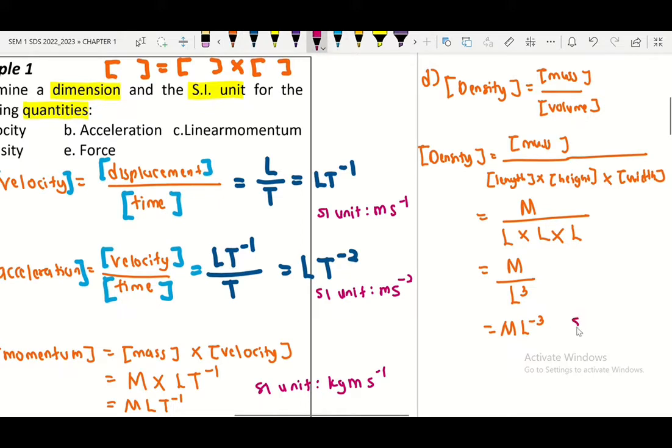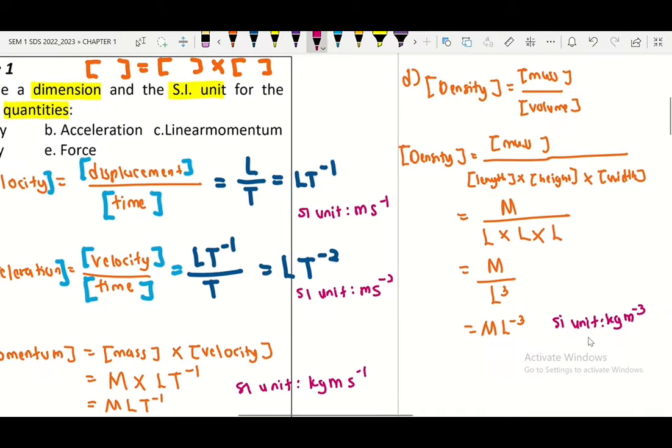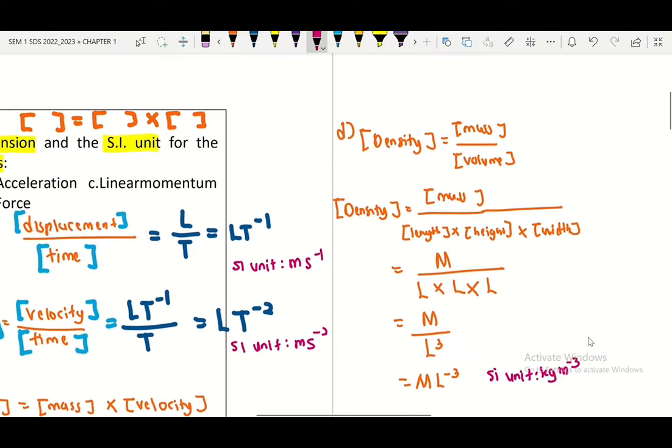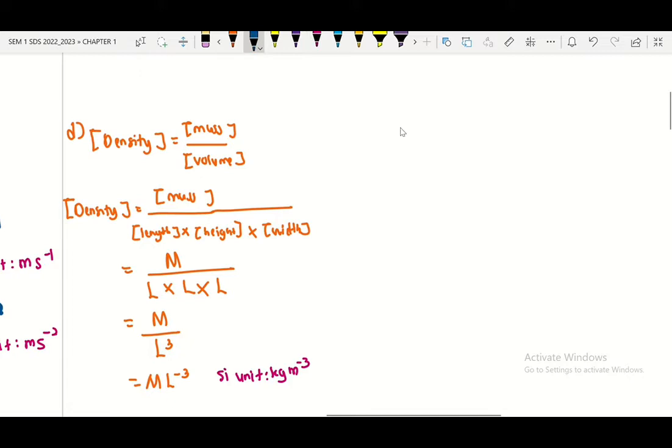So what about the SI unit? So SI unit dia akan jadi M adalah kg, L adalah meter, negative 3. Okay, boleh? So seterusnya will be force. Okay, kita buat force dekat sini ya. Force is, formula dia adalah mass darab acceleration.